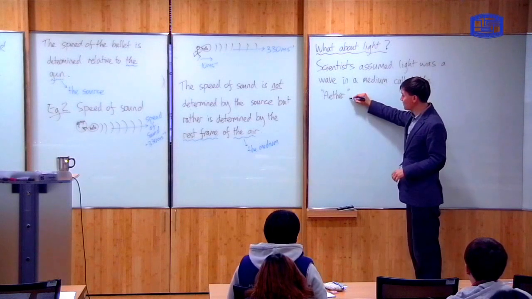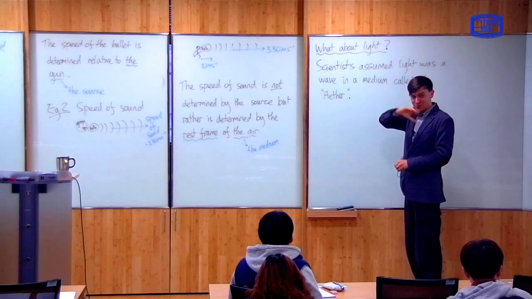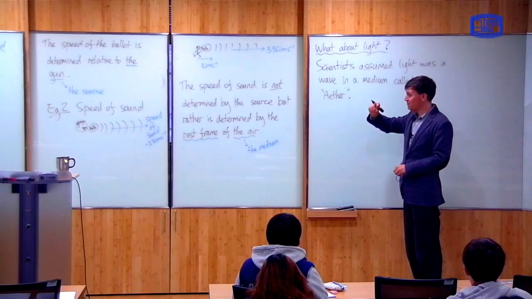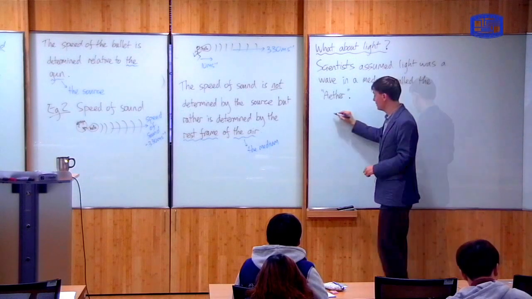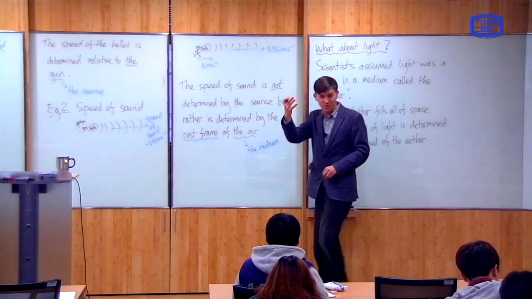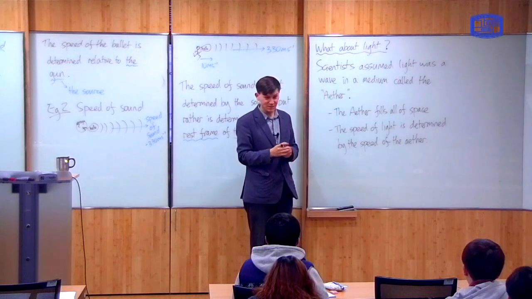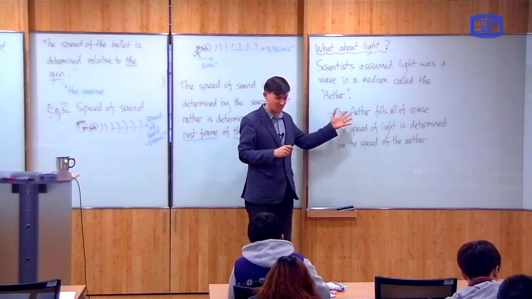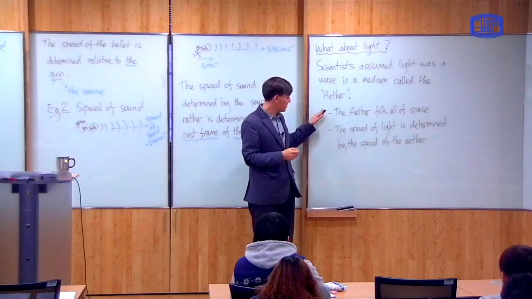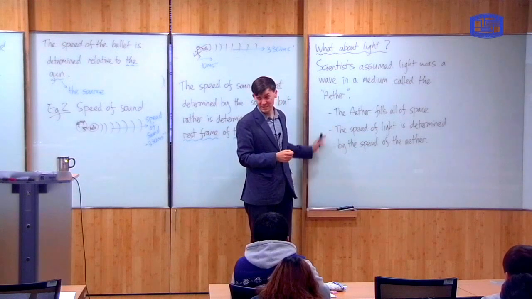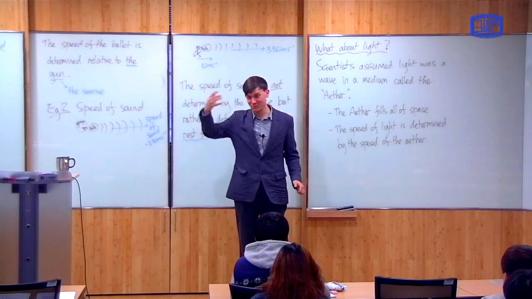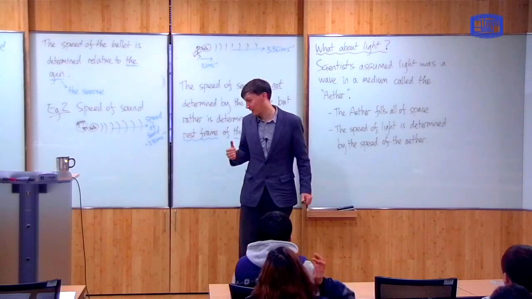So they assumed that there was this ether throughout all of space, and the speed of light was determined by the speed of the ether. That was the most popular hypothesis of the time. But because the speed of light is so fast, it took a long time for this hypothesis to be tested, like 150, 200 years, until they could actually test it.